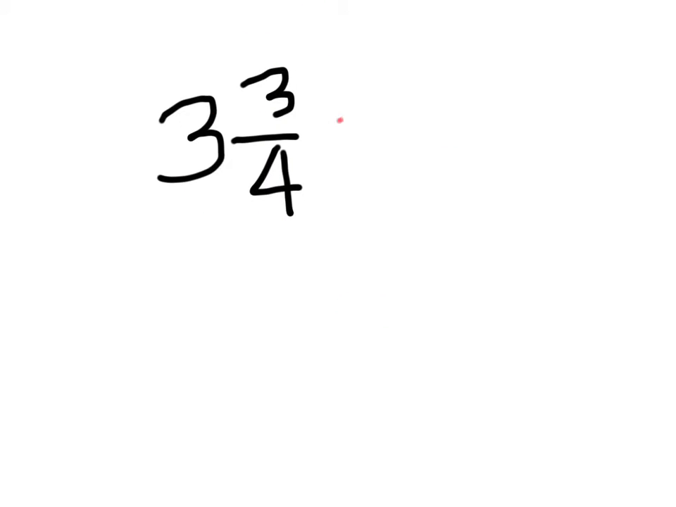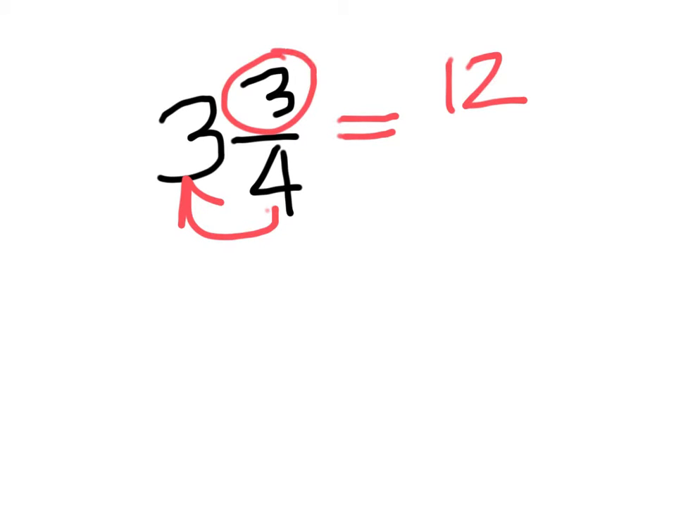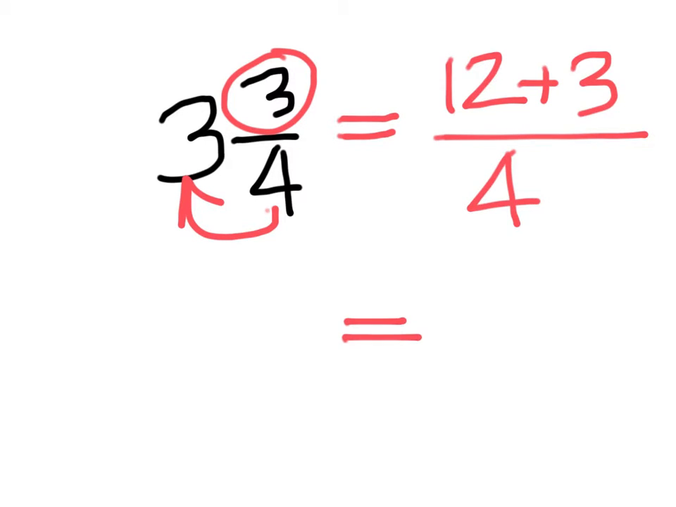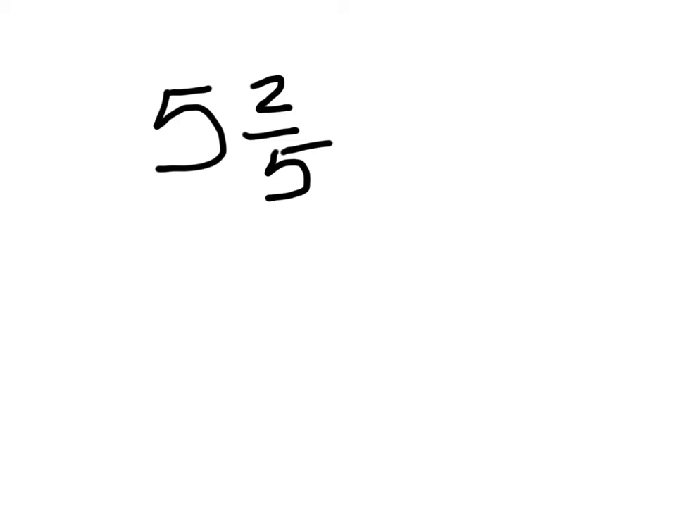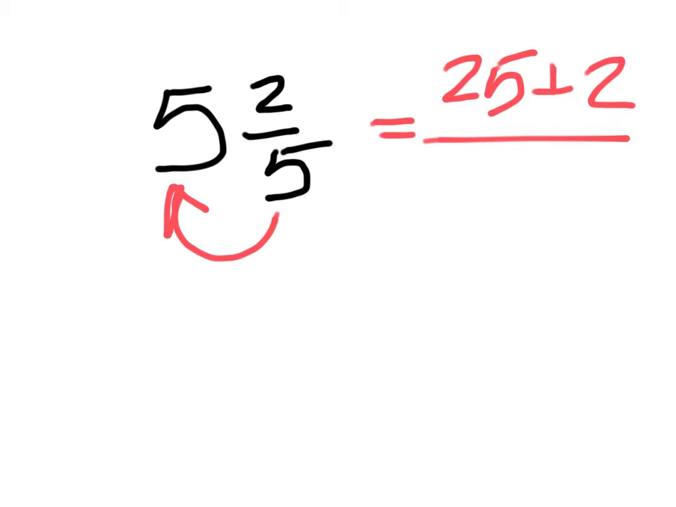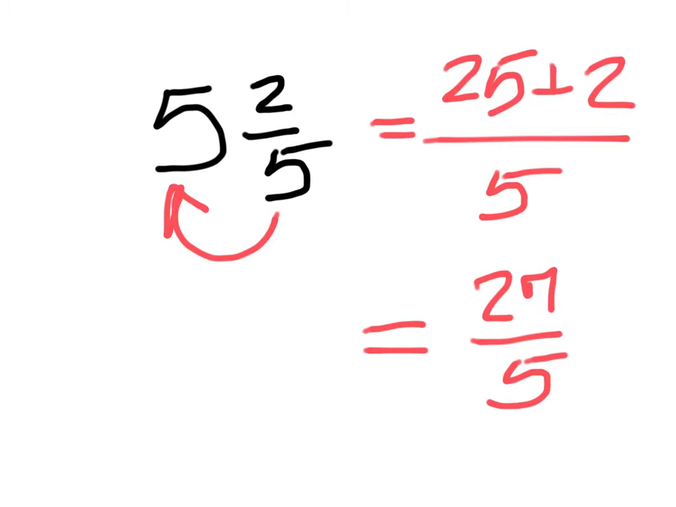What do I do first? Not 3 times 3. 3 times 4 is what? And then what? Plus this 3, and then put it over what? 4. What's the answer? 15 over 4, yeah. What do I do first? 5 times 5 is what? And then what? Plus 2 over 5, what's the answer? That's right. I think you've got that.